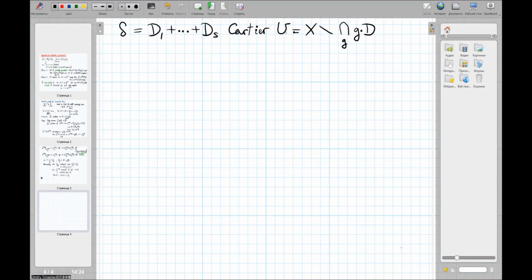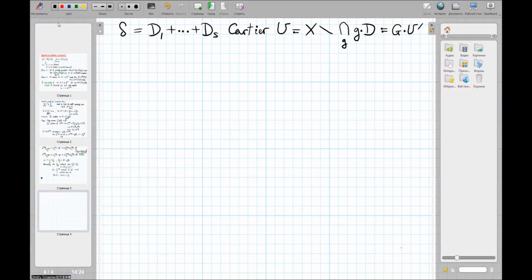In other words, this U is nothing but the G-span of U prime. Because U prime is the complement of D. When you shift D, then you shift U prime. So gU prime is the complement of the shifted D. And when you intersect all these divisors and remove this intersection, this means that you take a union of all shifts of U prime by the action of G. Okay? So this is again an open subset.